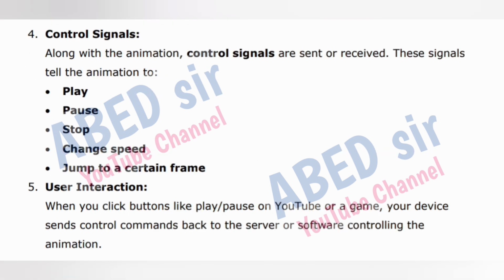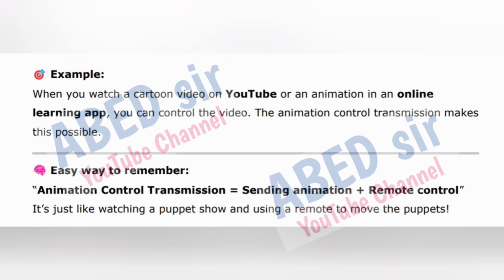4. Control signals. Along with the animation, control signals are sent or received. These signals tell the animation to play, pause, stop, change speed, jump to a certain frame. 5. User interaction. When you click buttons like play, pause on YouTube or a game, your device sends control commands back to the server or software controlling the animation. Example. When you watch a cartoon video on YouTube or an animation in an online learning app, you can control the video. The animation control transmission makes this possible.